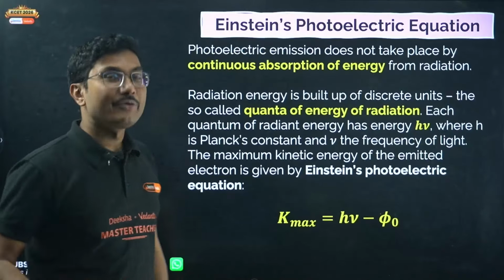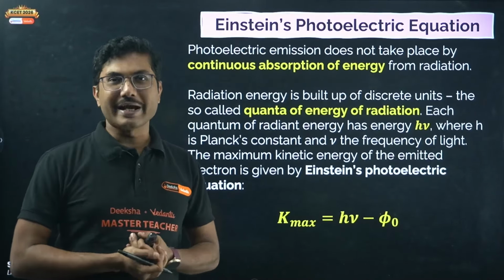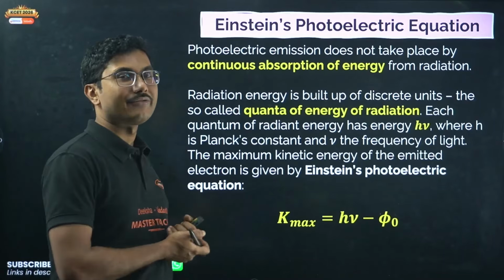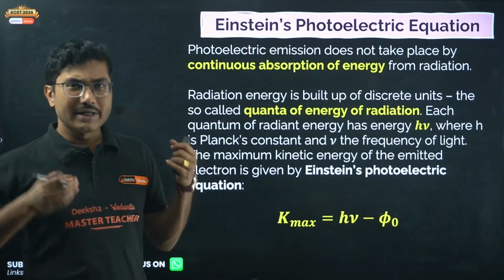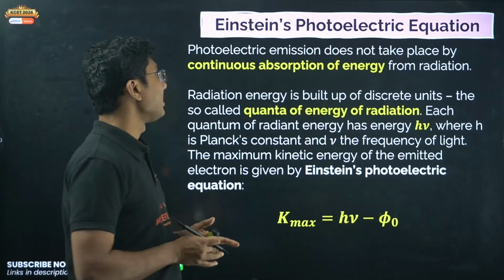Now for that we need a new theory, and Einstein actually gave the theory, which was experimentally verified. Because of this Einstein was awarded the Nobel Prize. Even though he did a lot of other work, he got his Nobel Prize for the explanation of the photoelectric effect.